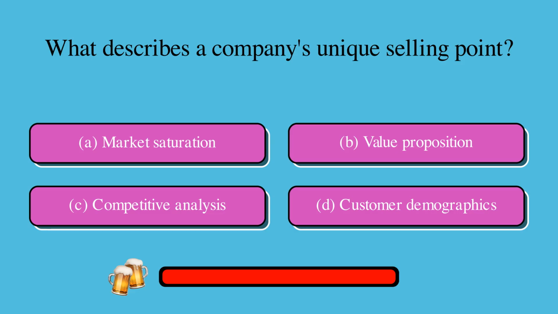What describes a company's unique selling point? Is it A, market saturation, B, value proposition, C, competitive analysis, or D, customer demographics? The correct answer is B, value proposition.